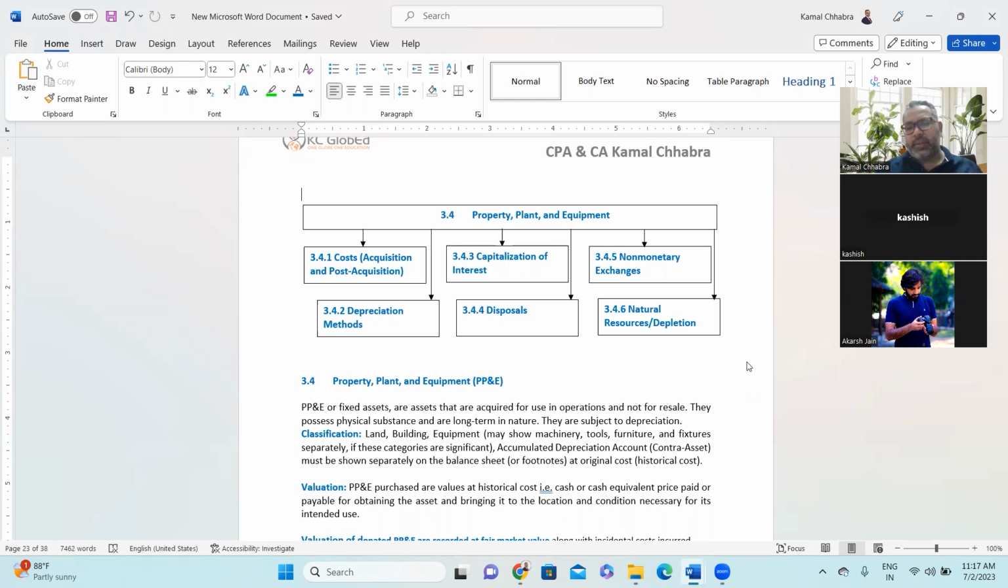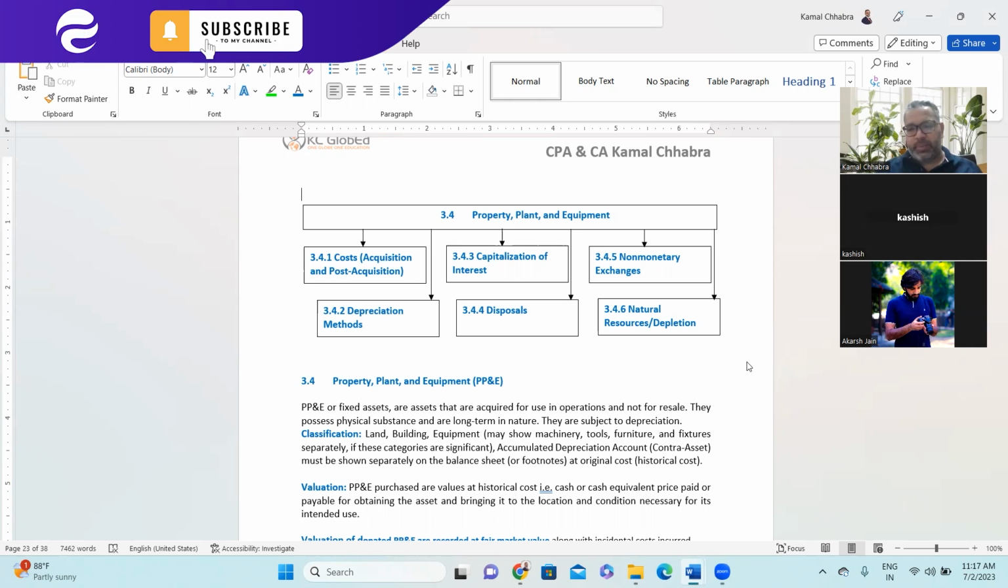Second important thing is the depreciation method. Wherever there is property, plant and equipment, another important thing that comes is depreciation. There are various methods of depreciation. What are some of those methods? So WDV, straight line method, reducing balance method. Sorry, reducing balance is WDV. And there is also sum of digits, a depreciation method.